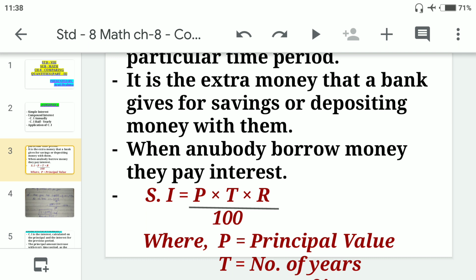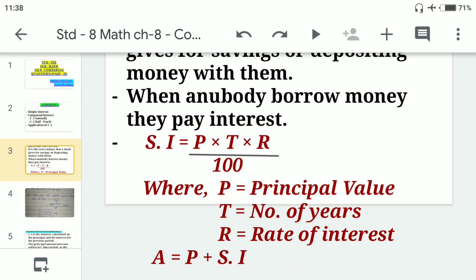So when anybody borrows money, they pay interest. If you are borrowing money from any person or from any bank, you have to pay some extra money. So the formula is what? Simple interest equals P into T into R divided by 100, where P equals principal value, T equals number of years, and R equals rate of interest. By putting in the formula, you can get it.